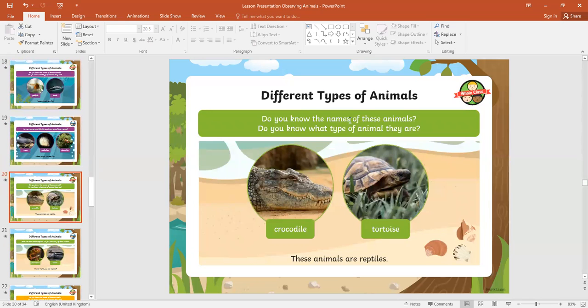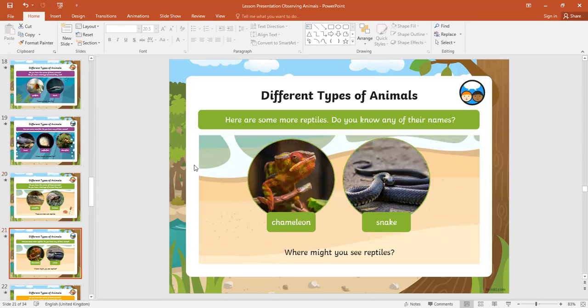Do you know the names of these animals? Do you know what type of animal they are? This is a crocodile and this is a tortoise. And these animals are reptiles. Here are some more reptiles.